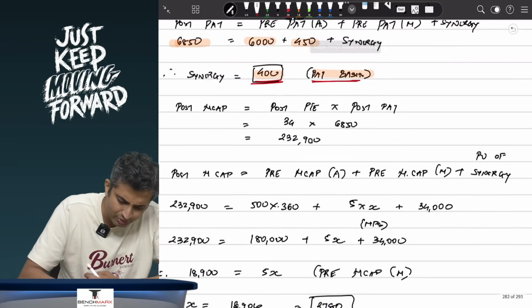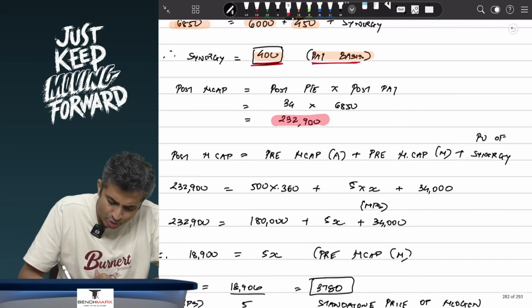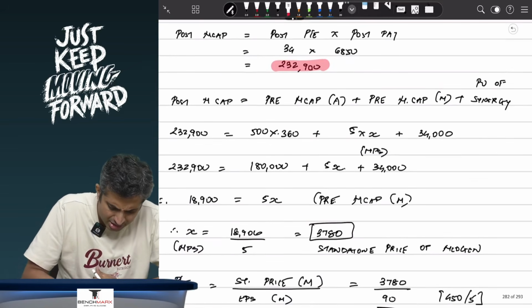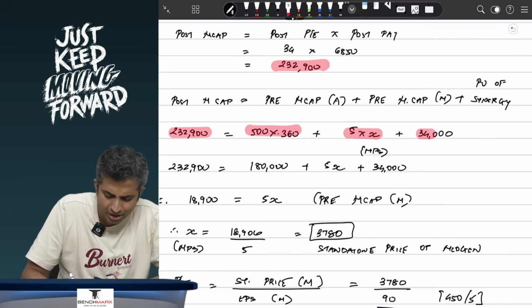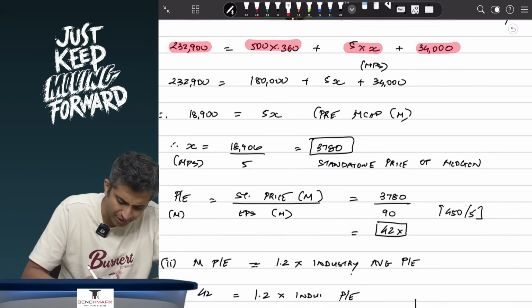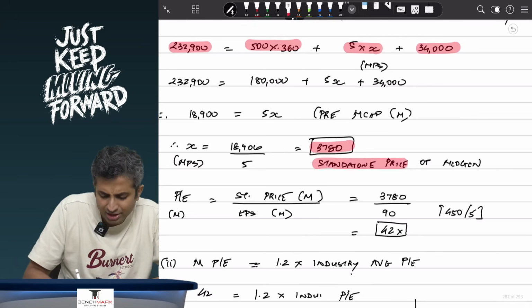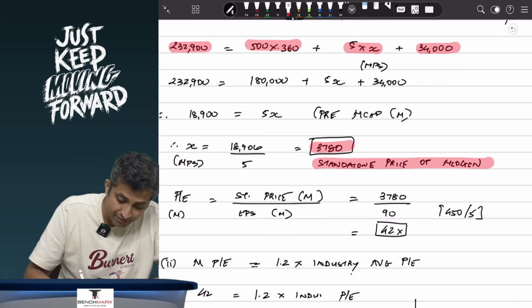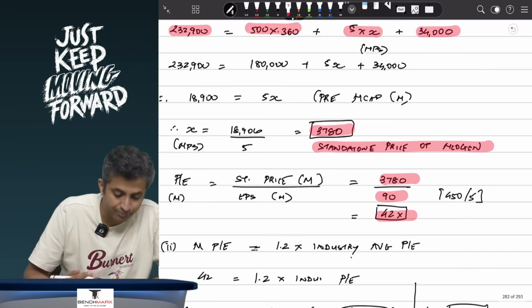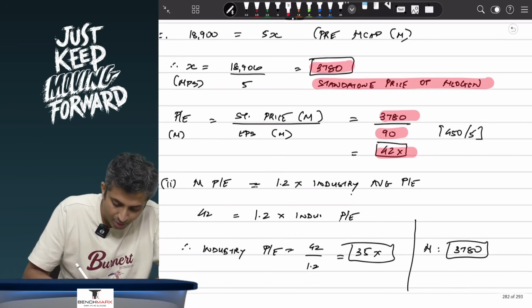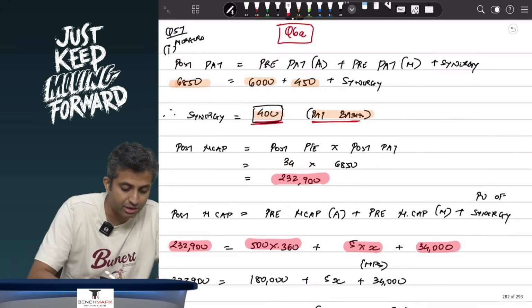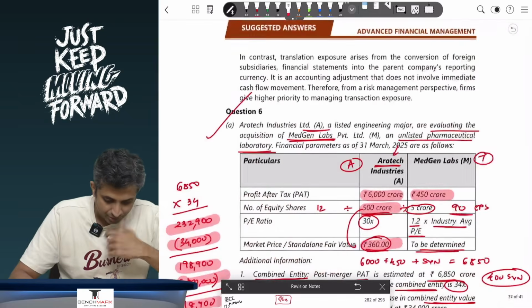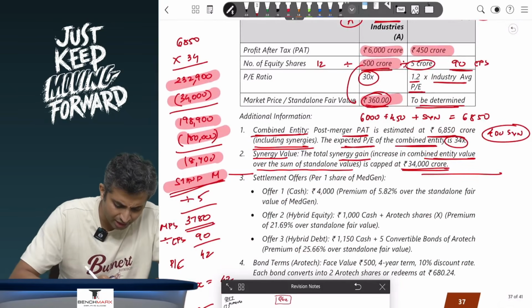So if I review all of this, well, the post-merger market cap is 232,900. From this, you deduct, let us say, so this is pre-merger market cap over here. Maybe I'm trying to find the market price over here. This is 34,000. If I do all of this working, I come down to 3780, which is a standalone price. Divide this by the EPS, comes to 42, which is a PE ratio. And if I want to find the industry average, this will come to 35. And this finally takes care of the first two parts of a question, which is completely new and different. So this is taking care of the first two parts.